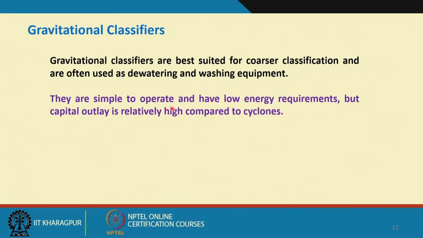What is the best thing about gravitational classifiers? They are very simple to operate and have low operational energy requirement, but capital outlay is relatively high compared to centrifugal classifiers, that is, cyclones.